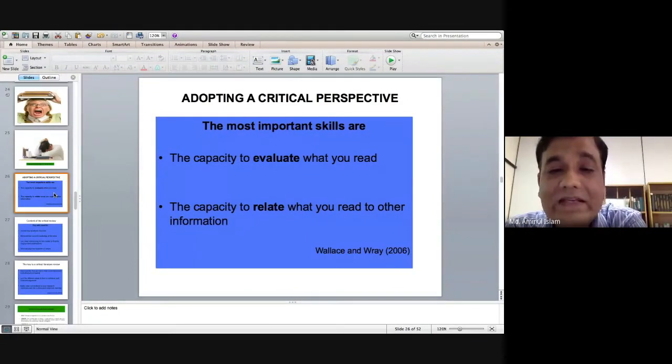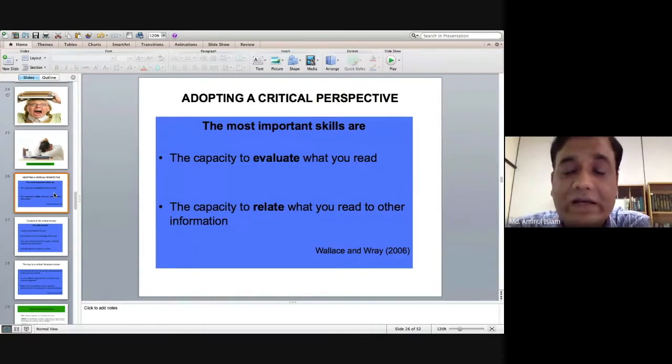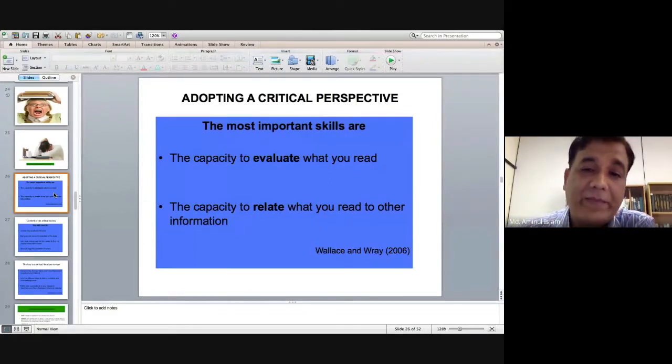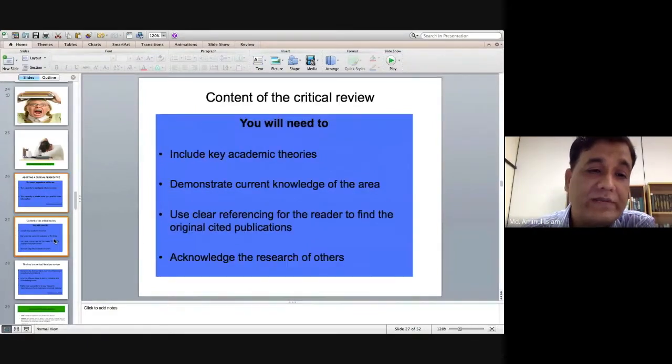And the second skill that we must have is the capacity to relate. So when you read a paper, we have to have the capacity to relate that paper to my research. These two skills are very important, beside the 4 skills that I have discussed earlier: previewing, annotating, summarizing, and then comparing and contrasting. Then we need additional skills to develop a critical perspective on an area: the capacity to evaluate and then the capacity to relate.